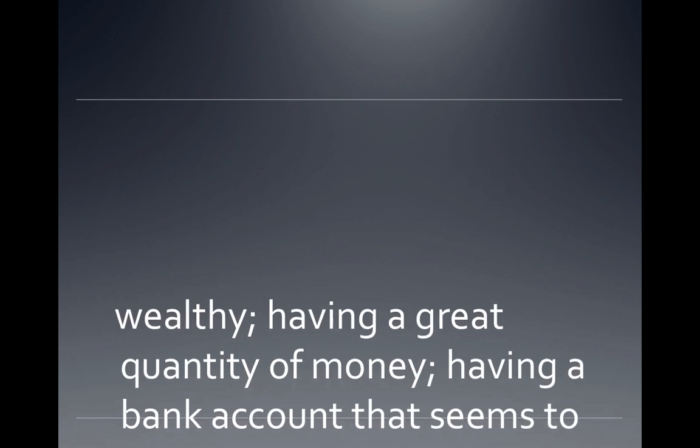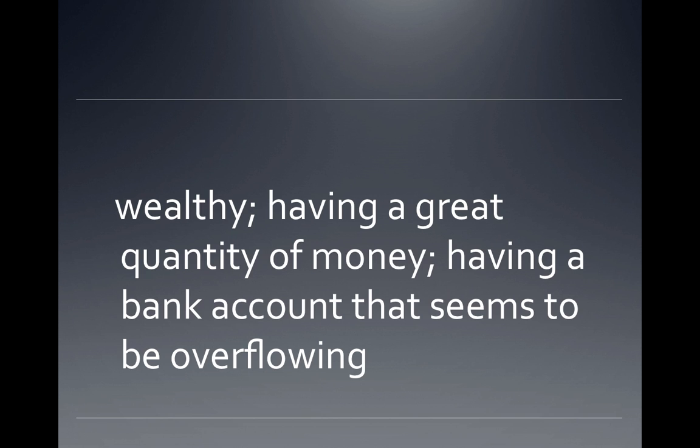Now we're switching roots. We did duck and duct, and now we're going to do flew and flux. So look for those roots in these words. The next definition is wealthy, having a great quantity of money, having a bank account that seems to be overflowing. There's that root to flow. It's going to be overflowing. Somebody who is very wealthy is considered affluent. Okay? Affluent means that you're overflowing with money.